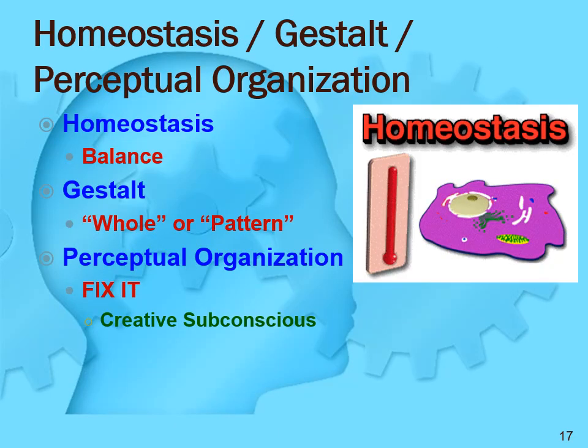There are several major functions that our brains do as part of our mind. The first one is homeostasis. You're familiar with homeostasis from your biology and so forth. That's the balance that we have in life. If you're too hot, you start sweating to cool the body down. If you're too cold, you start shivering to warm the body up. The body wants to stay in balance. And we want to keep that balance in how we look at things.